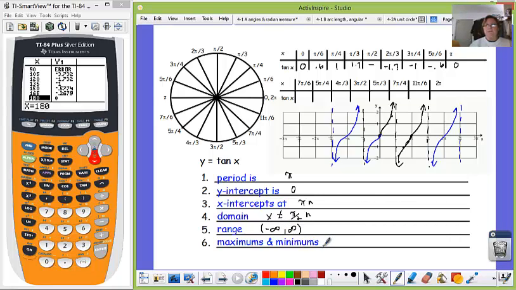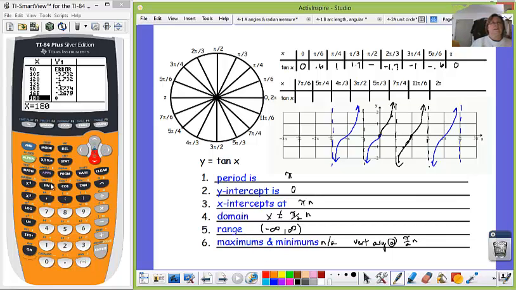Maximums and minimums do not apply. They're not applicable here because you can go as low as you want and as high as you want. But what is true is that there are vertical asymptotes at every multiple of pi halves. So at pi halves times n, there are vertical asymptotes. And that's our tangent function.